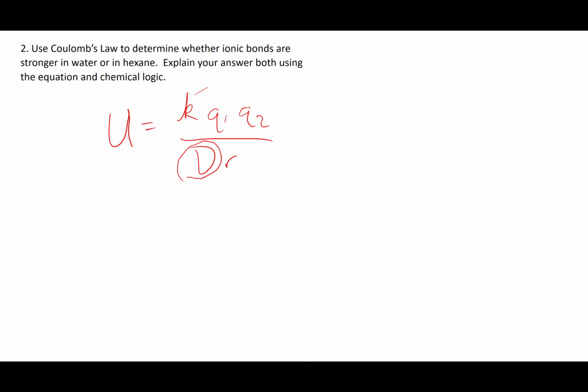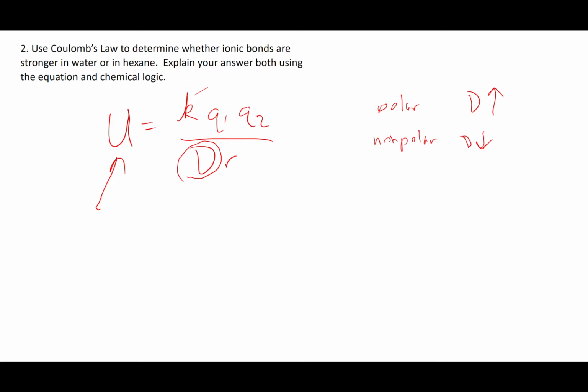So for a polar solvent, D is a large number. For a nonpolar solvent, D is small. Now, what is the effect of having either a big number or a small number on U? So U is the energy of attraction or repulsion between our two ionic charges.